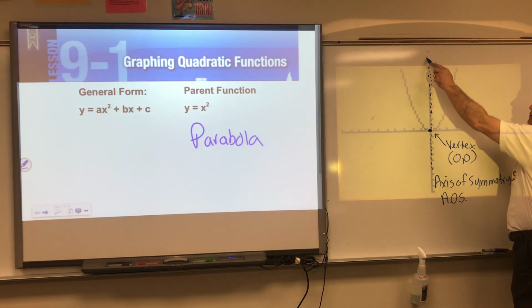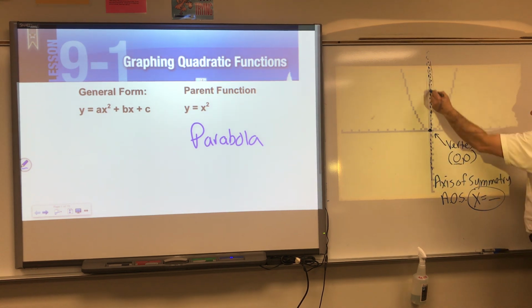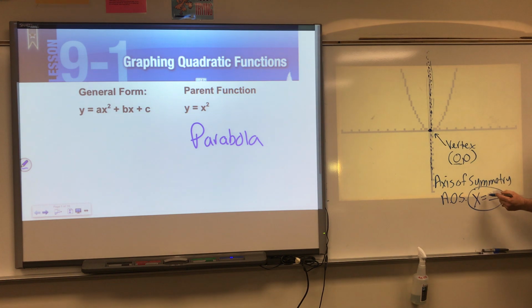Well, the axis of symmetry is always going to be a vertical line. And if you remember from a long time ago, we had an equation for vertical lines, and it only had one letter. It was always x equals something. The equation of a vertical line is x equals. And this line of symmetry is always going to go through the vertex in order to cut it in half. And the equation of this axis of symmetry is always going to be the x coordinate of the vertex. So in this particular case, it would be x equals 0.